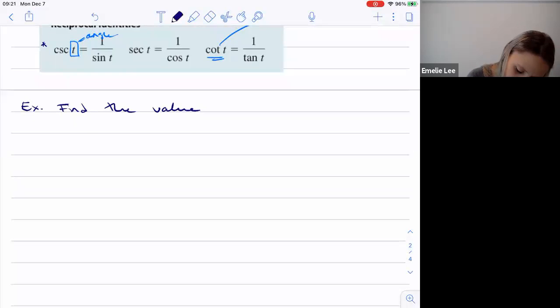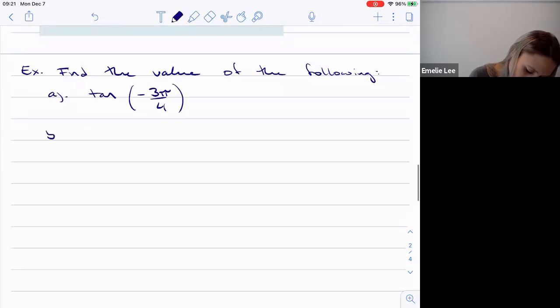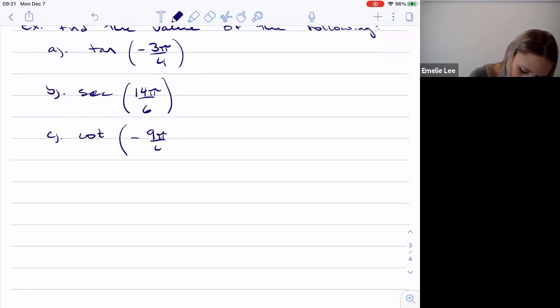Let's do an example. Find the value of the following. A, the tangent of negative 3 pi over 4. B, the secant of 14 pi over 6, and C, the cotangent of negative 9 pi over 4.